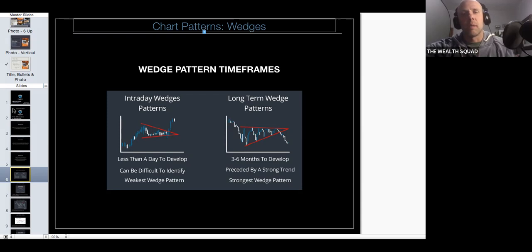So these are going to be preceded by a strong trend, whether that's to the upside or to the downside, whatever those are coming into, however that's forming. And the long-term wedge patterns, the 3 to 6 month patterns or more, however many months that is, these are going to be your strongest wedge patterns.